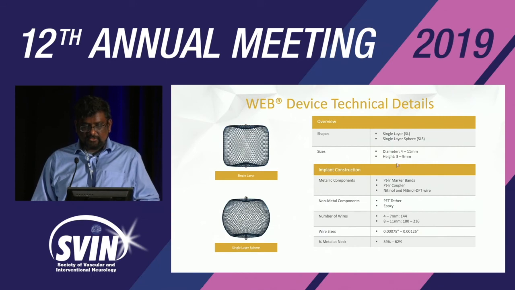And there are two broad subtypes of the WEB device. One is the single layer device, and the other is the single layer sphere device. The single layer sphere device is used when you have a tapering neck or a slightly narrower neck or an oblong aneurysm. You can use it there too.